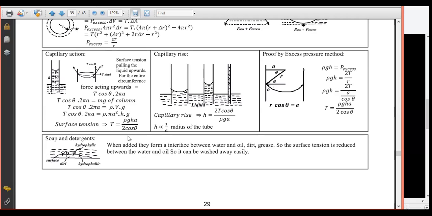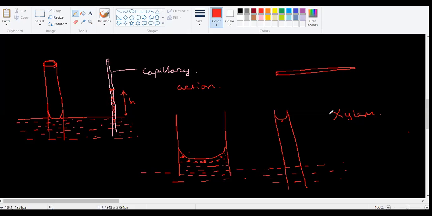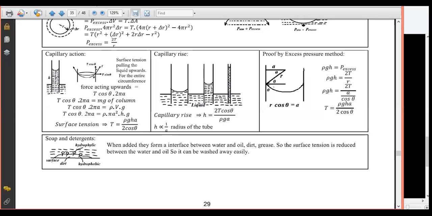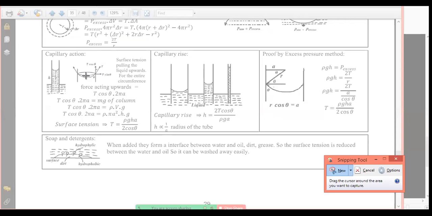There are two types of derivation to arrive at the same final result. This one is using the excess pressure. This one is using the simple concepts which you already know. In your NCERT textbook, they give you this proof by the excess pressure method. So definitely in your school exams this might be expected, but nothing wrong if you do this derivation also. So let's talk about both derivations. And in this diagram, you can see that as the diameter of the capillary gets smaller and smaller, the height keeps increasing. That's what we are trying to show here.